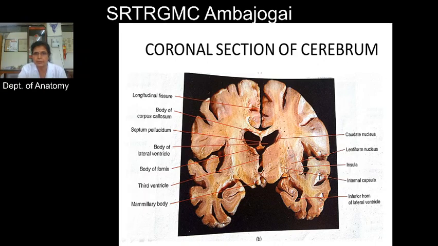Then within this white matter there are masses of gray matter, that is the lentiform nucleus, and here is a small part of the caudate nucleus. Then lateral to this lentiform nucleus there is the insula, and the third ventricle on each side is bounded by the thalamus. Then inferiorly these are two mammillary bodies which we have seen in the interpeduncular fossa.